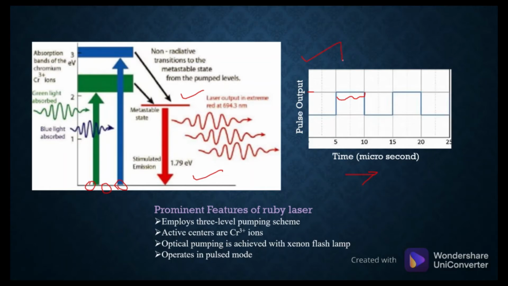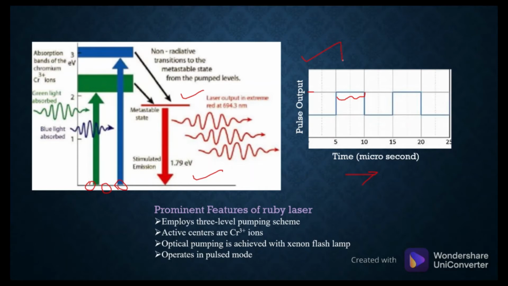We are not having continuous laser output by operating the ruby laser, because the metastable state will not continuously satisfy the population inversion process. Sometimes it will, and sometimes it will not, so it has to regain. So long as the condition is satisfied, we will have pulse output. Once the condition is not satisfied, the output will go to 0 level.